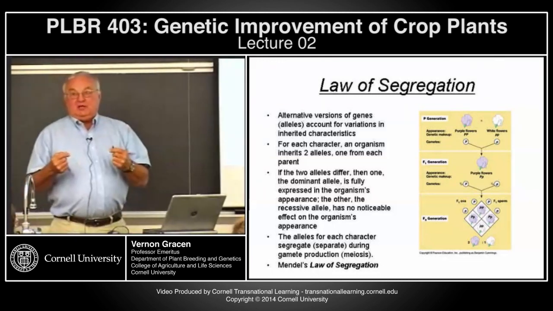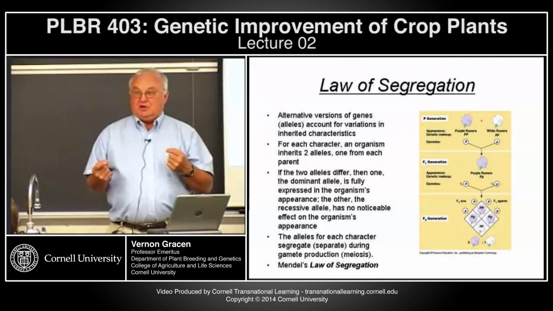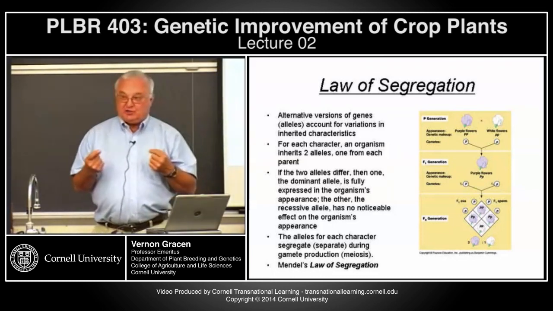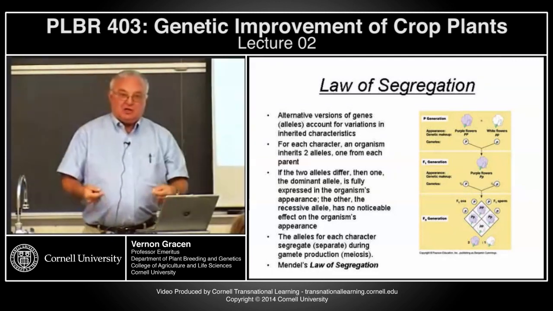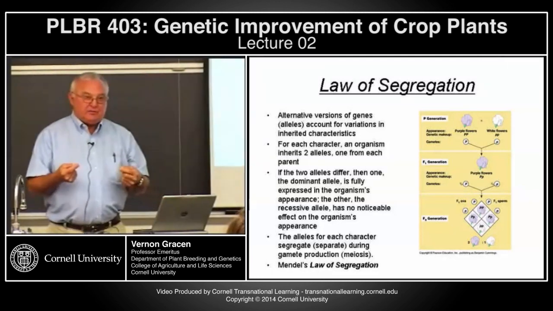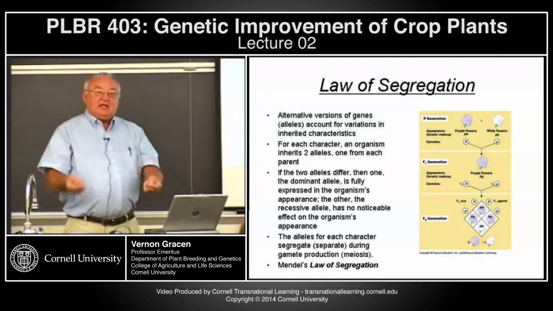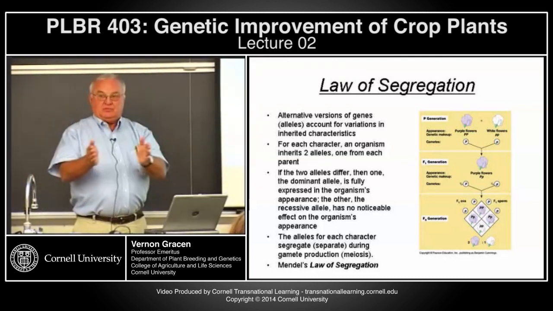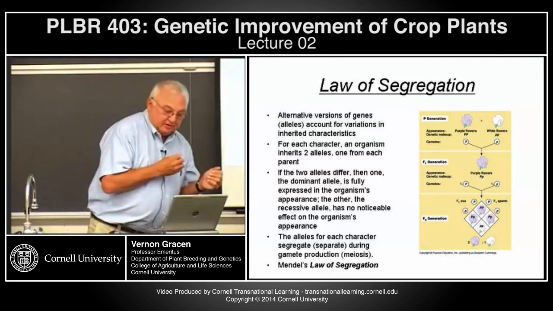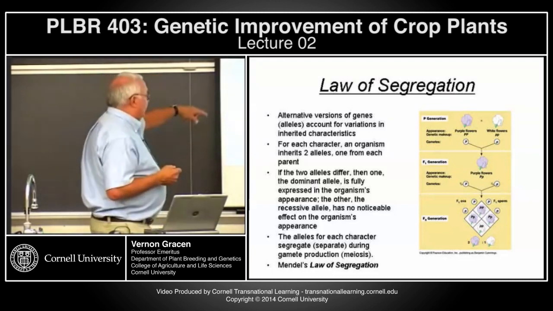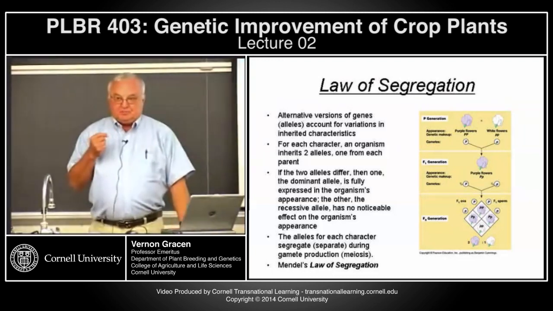If those 2 alleles differ, then one of the alleles, which he called the dominant allele, is expressed in the hybrid between those 2 parents. The other allele, which is recessive, is not expressed. And the alleles for each character separate when the plant goes through gamete production through the process of meiosis.